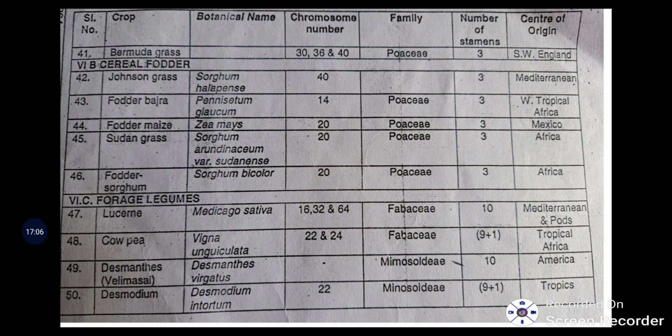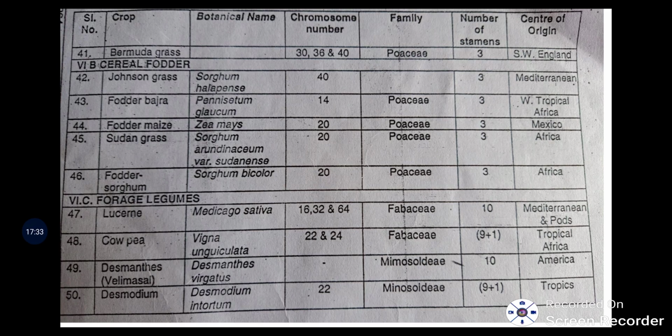Next is cowpea, that is Vigna unguiculata. This is a spreading type and the most important mulch crop in India in order to conserve water and in order to increase the fertility of land. This is generally used, having chromosome numbers 22 and 24. This also has 9+1 kind of stamens. Then tropical Africa is the origin of cowpea.